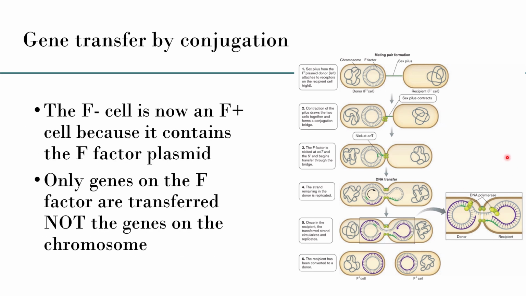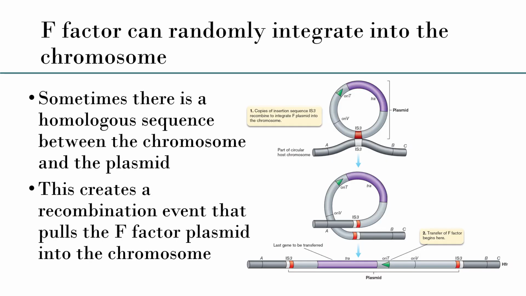Now, the F minus cell is considered an F plus cell because it now contains the F factor plasmid. And only genes on the F factor plasmid get transferred. None of the chromosomal genes are being transferred during this time. So you can see the chromosome on the side here is untouched. Only that F plasmid is being transferred over. But life is not necessarily that clean.